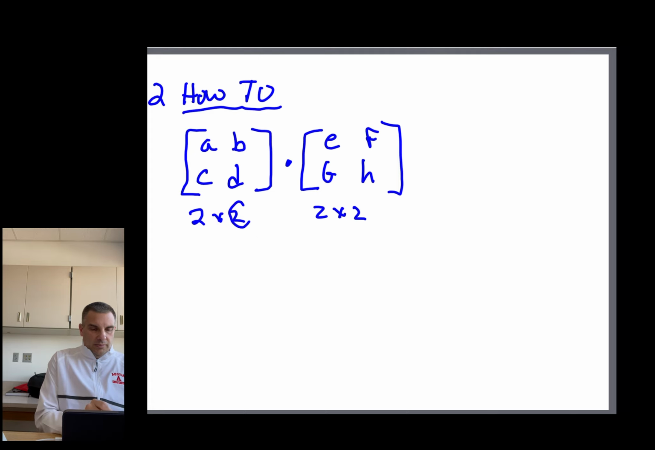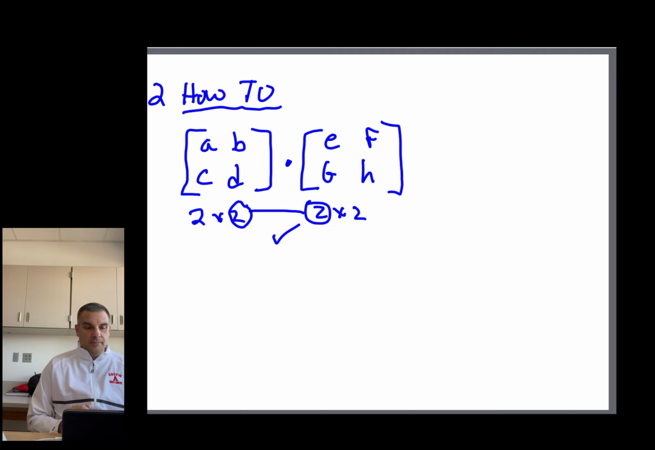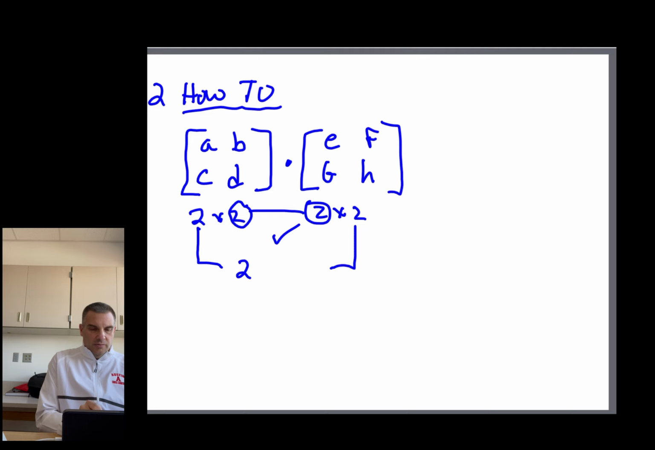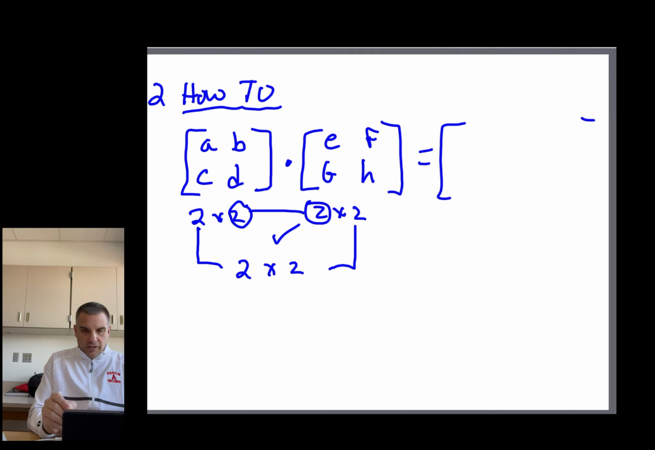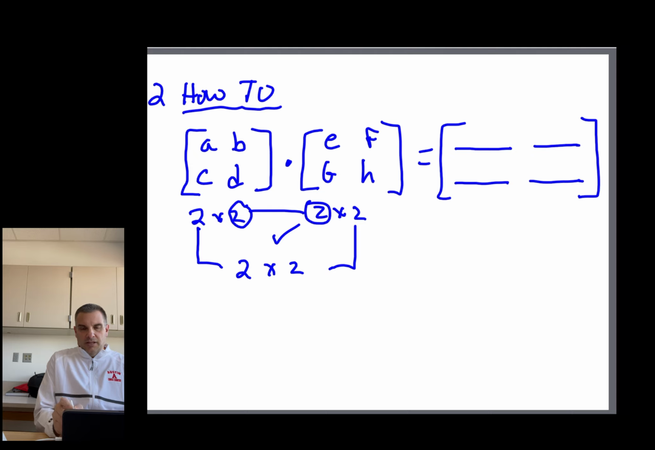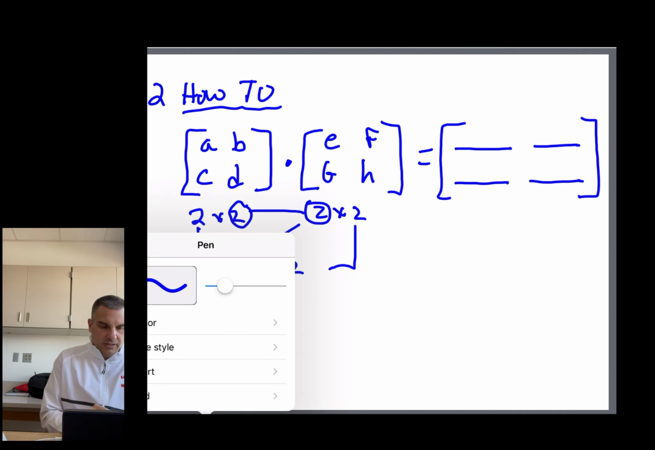We look at the middle numbers. They're the same, so that gets a check. It can be made. What is our result going to be? Our result is going to be a 2 by 2 matrix. So therefore, we know when we multiply these together, we are going to get a 2 by 2 matrix. Okay? So we're going to have something here, something here, something here, and something here. We've got a 2 by 2 matrix that's going to be created by multiplying these two together.